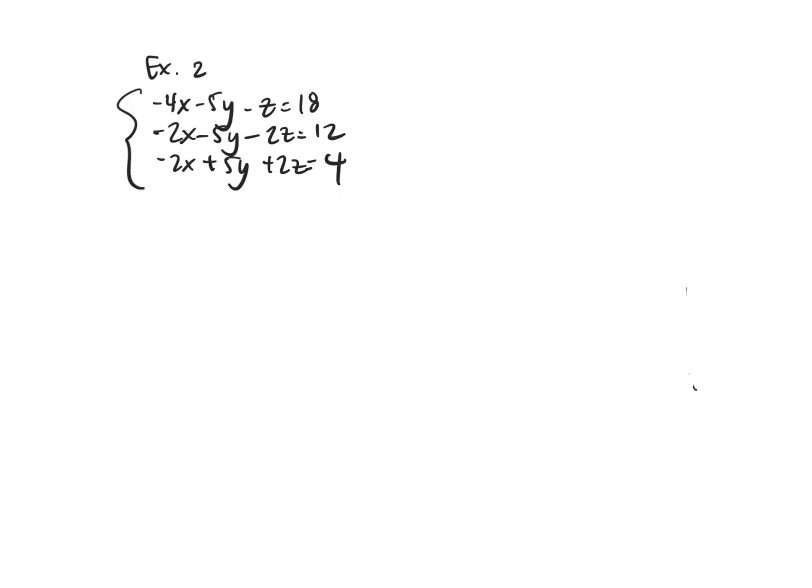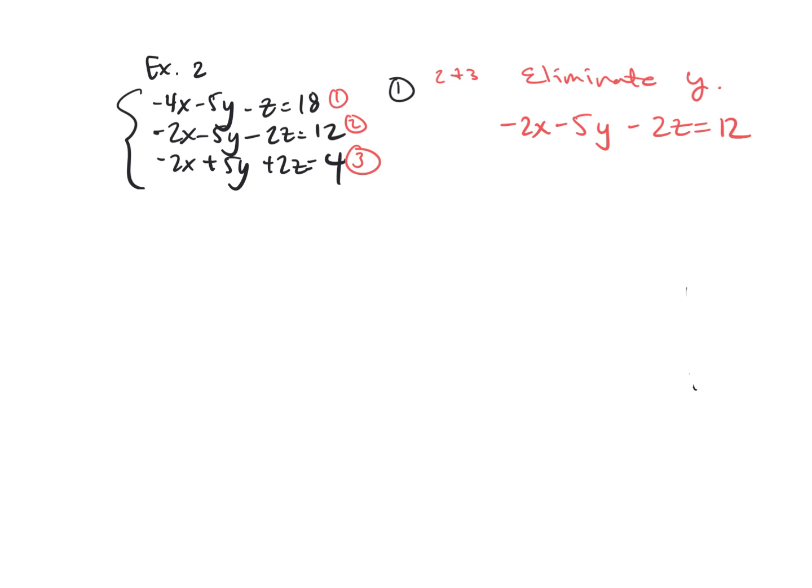Okay, so here's example 2. So the first step is to find two equations. I'm going to number these 1, 2, and 3. So you have to find two equations and eliminate a variable. So I'm going to pick 2 and 3, and let's eliminate y. So negative 2x minus 5y minus 2z, this is equation 3. Equation 2 is negative 2x plus 5y plus 2z equals 4.